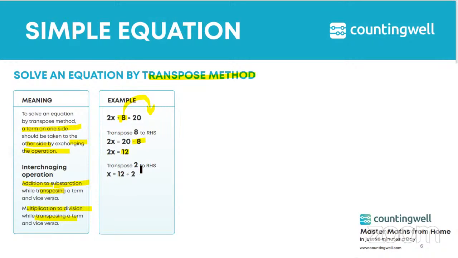Now we are transposing 2 to RHS. As 2 on LHS is in multiplication with the unknown quantity x, it will get divided on RHS. So we have x equals to 12 divided by 2, which is 6. You can cross check if your answer is correct or not by substituting the value of x in the original equation and checking whether it is equal to the RHS, which is here 20.